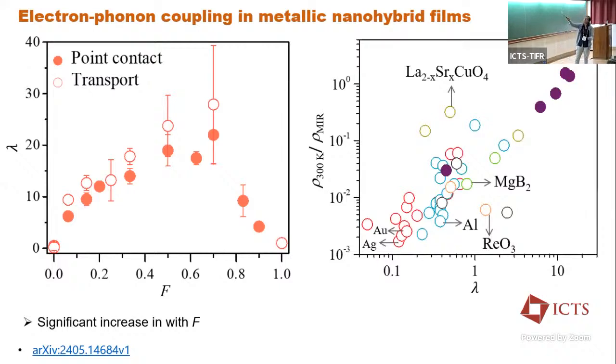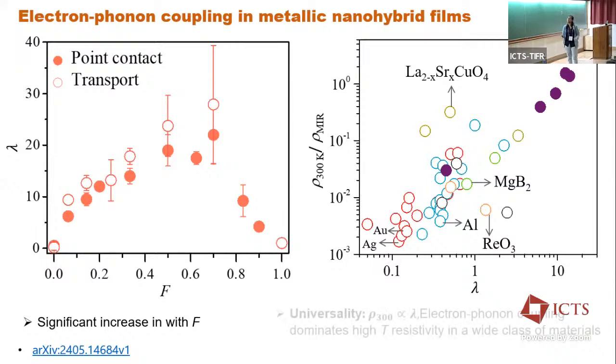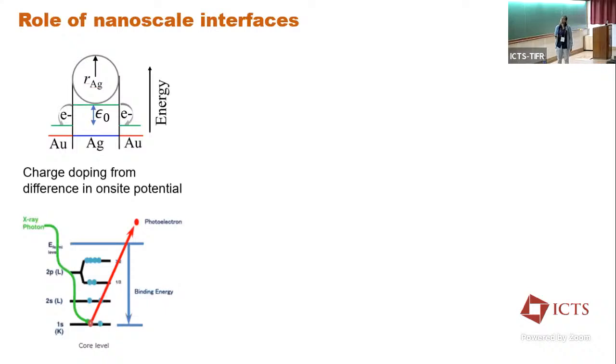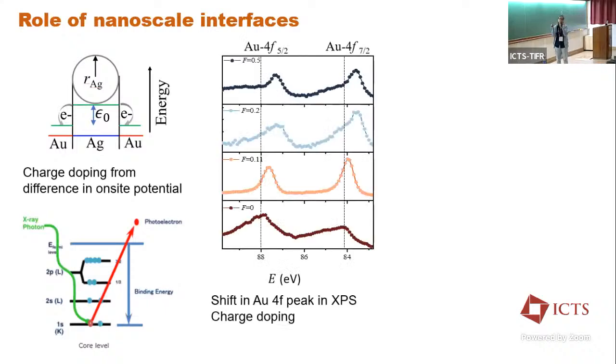This graph shows, on the x-axis, lambda, the electron-phonon coupling strength, and on the y-axis the room temperature resistivity of different materials normalized by the MIR limit. The purple points show that we have the highest electron-phonon coupling strength in this material. The next question is, where does this come from? What we suspect is that charge transfer at the interface of gold and silver could be a reason. Whenever you form a heterostructure of two different materials, due to the difference in on-site potential, there can be a finite charge doping.